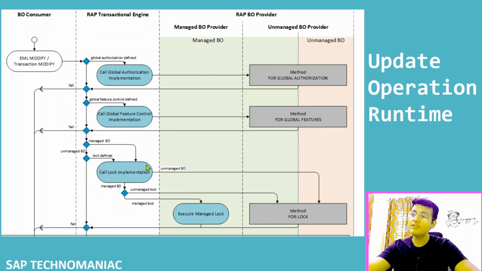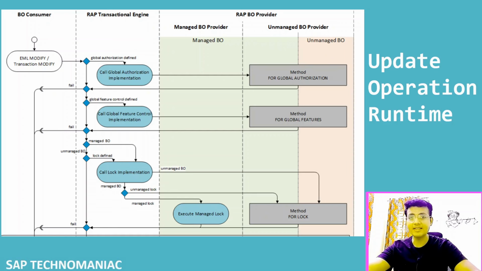After that, if you have defined some lock implementation, in our case we have defined the lock implementation, that is the reason this method for lock got called and we have implemented this method as well. In managed scenario, the lock will be managed by the framework. So execute managed lock will be called, whatever you will see in this different color. So this color will be implemented by the framework.